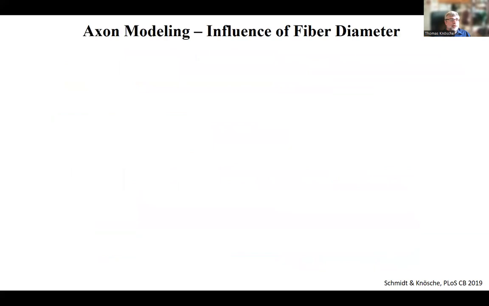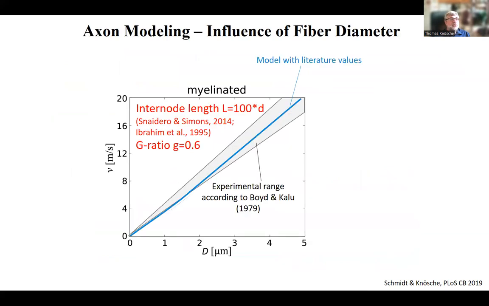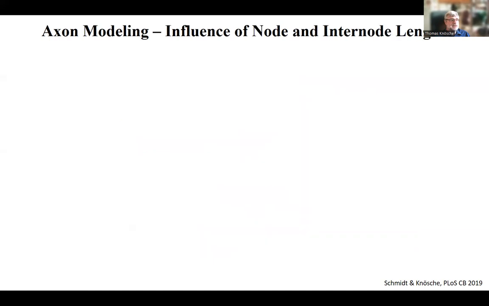So how does this model work? First of all, it reproduces well-known experimental data from the literature. For example, the relationship between transmission velocity and fiber diameter is roughly linear in myelinated axons. Here we have the experimental range. And without further tweaking, our model gives something within that range if we assume reasonable values for the internode length, which is known to be a multiple of the fiber diameter, and the G ratio. Similar results you can also obtain for unmyelinated fibers.